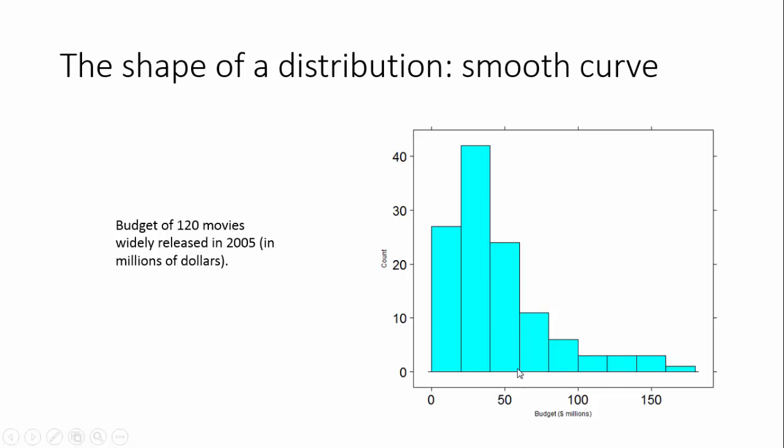Some were more expensive, $50 million, and some were more expensive than that, $100 million, and some were really expensive, way out here, 150 million or so dollars to make these couple of movies out on this side. But again, what I want is a nice smooth curve, and you can see I get this nice curve that goes way up at the beginning and then kind of tails out over onto the right.